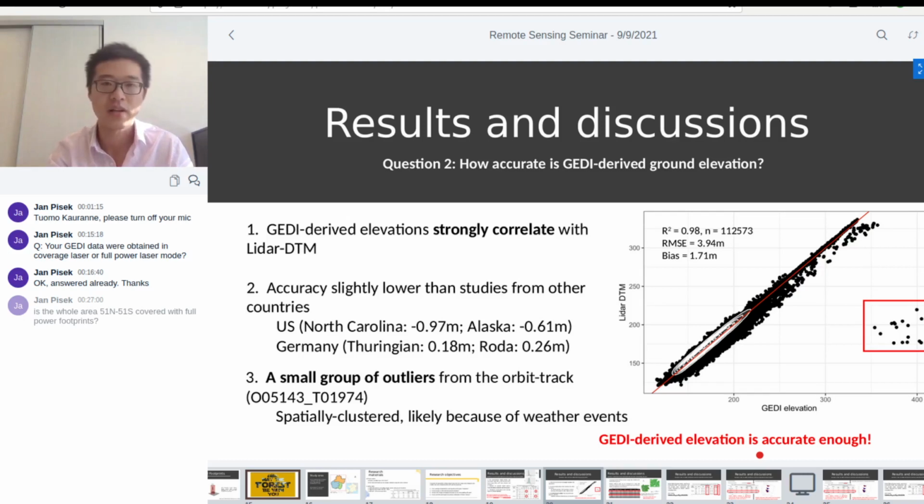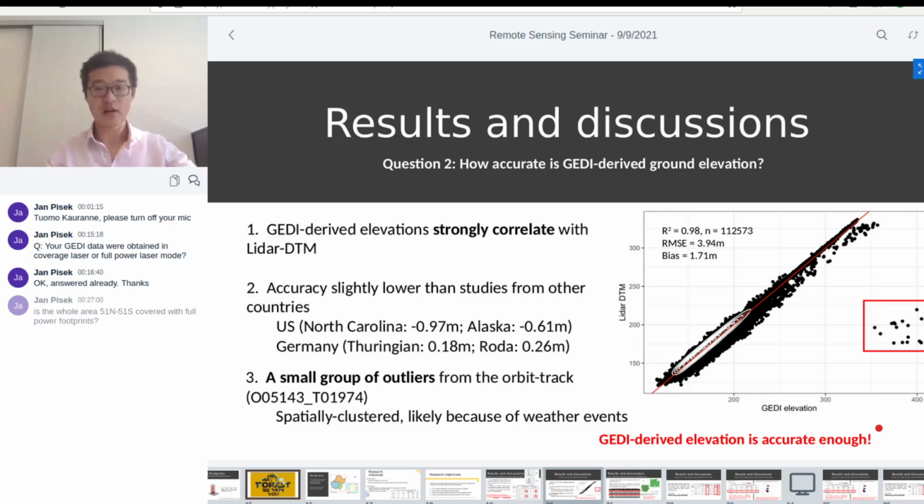But compared to other studies from the US and Germany, the bias is somewhat larger. And we also found a small group of outliers, as you can see in the figure, in our data set. And then we further looked at these outliers and found out that they are spatially clustered, and they're more likely because of some weather events.